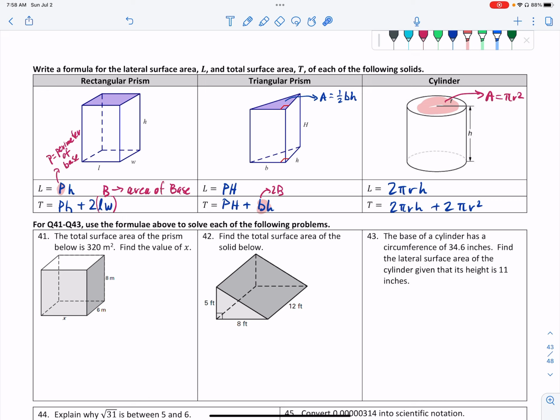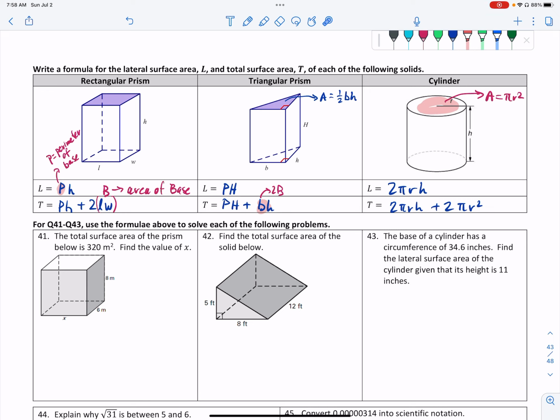Okay, on number 41, the total surface area of a prism, so we're talking about this one here, is 320 meters squared. It is an area, even though this is a three-dimensional shape, so it gets meters squared, not meters cubed. Find the value of x. It looks like a cube, but it's not, because you can see that this is 6 and this is 8. So all of the edges are not the same exact size.